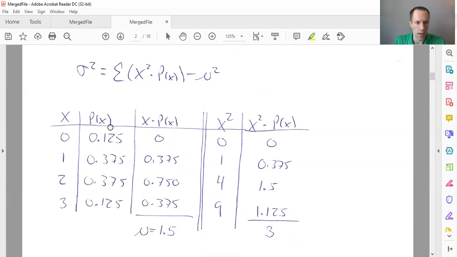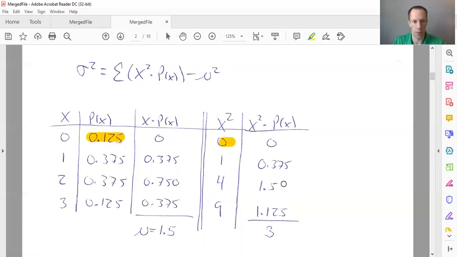So the first three columns are what we've already had when we calculated the mean: the values of x, the probabilities, and then each value of x times the probability. Now I'm just going to add two more columns on. I'm going to add an x squared column where I take 0 squared and get 0, 1 squared and get 1, 2 squared and get 4, 3 squared and get 9. Then I'm going to take each value of x squared times the probability.